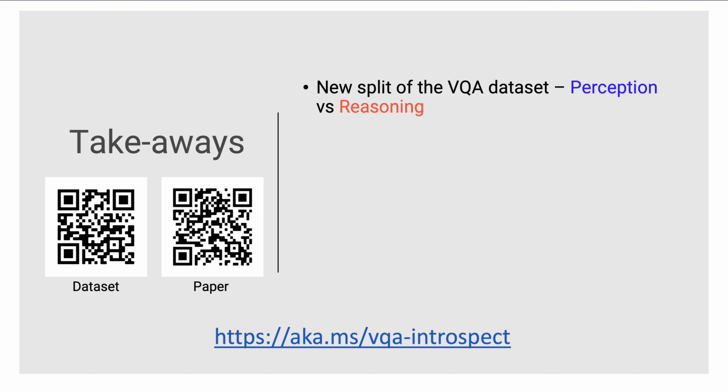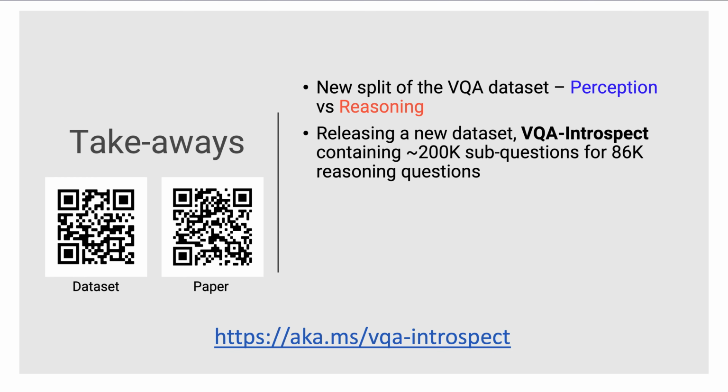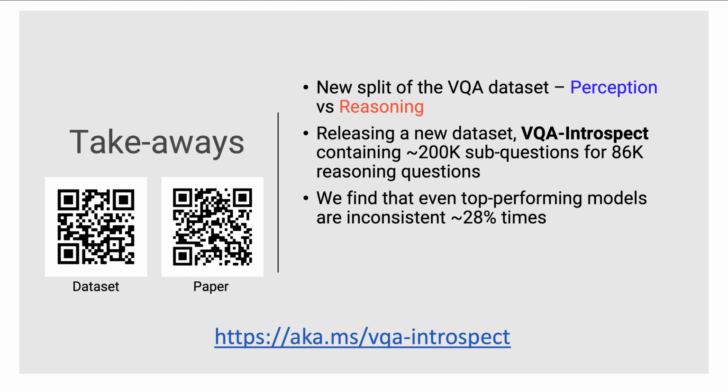In this work, we introduce a new split of the VQA dataset, perception versus reasoning. We release a new dataset called VQA Introspect containing 200K sub-questions. We find that even top-performing models are not always consistent. We introduce SQuINT to improve the consistency and reasoning capability of models.